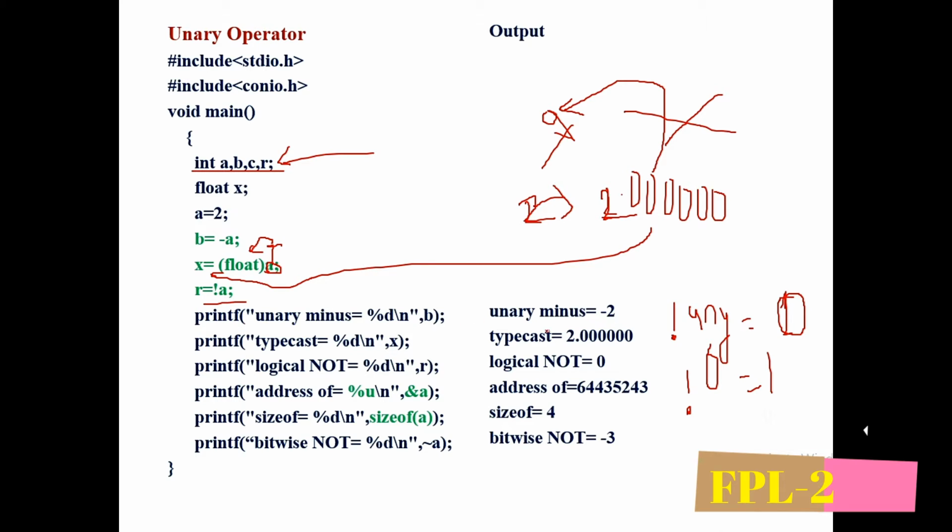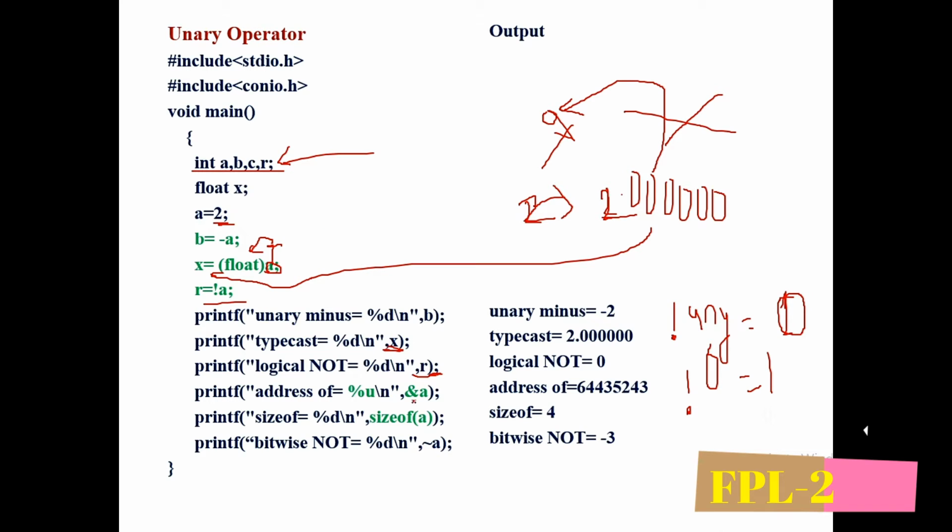So here the output is minus 2. Typecast we did in this line, so that is x is equal to 2. Logical NOT of r, that is 0, because r has some value other than 0, so it will be converted into 0.